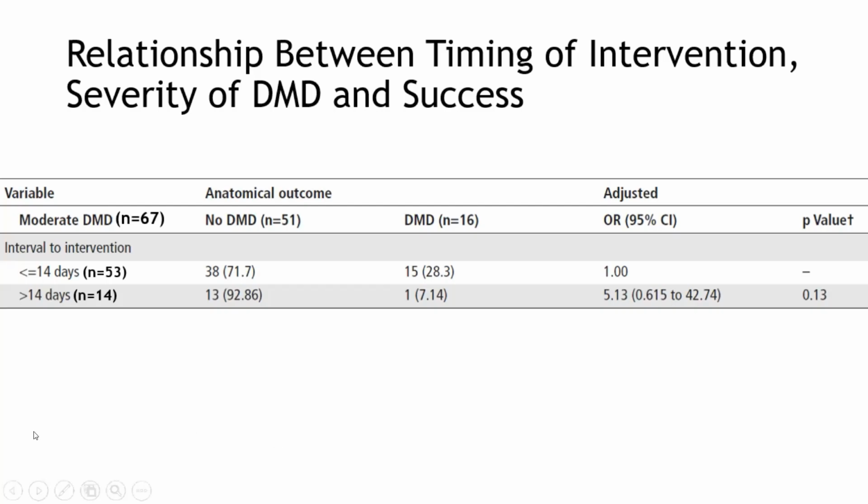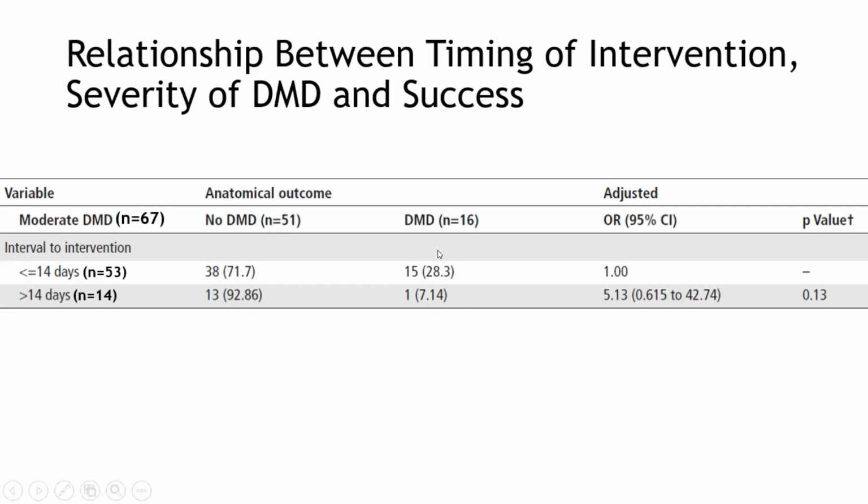Okay. So here we'll see moderate Descemet's membrane detachment first. There are 67 people who had moderate Descemet's membrane detachment. After descemetopexy, we see 51 of them had a successful attachment, and 16% of them had a persistent Descemet's membrane detachment. Now, among these 67 people, 53 underwent surgery within the first 14 days, and 14 of them underwent surgery after 14 days.